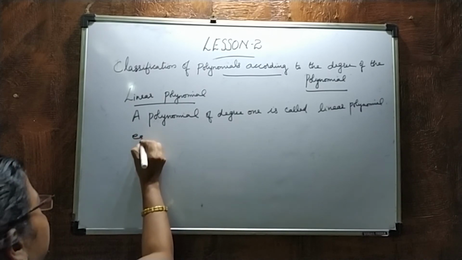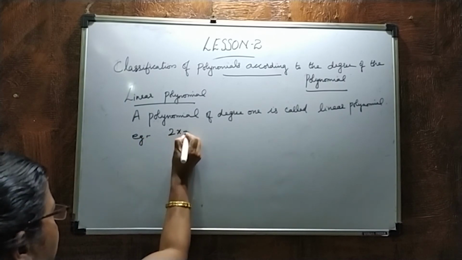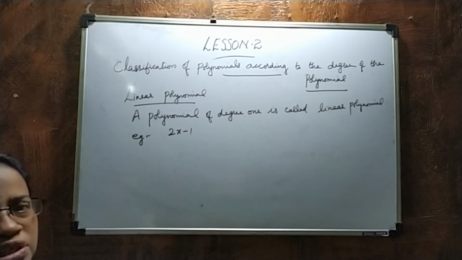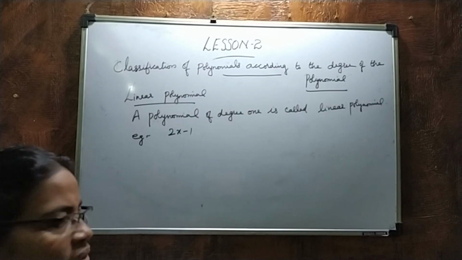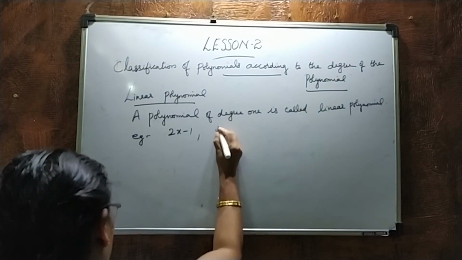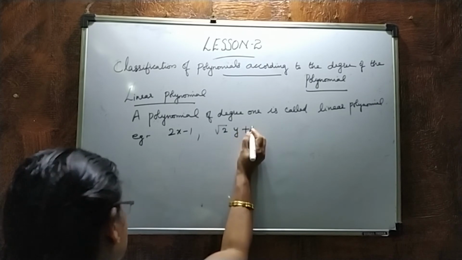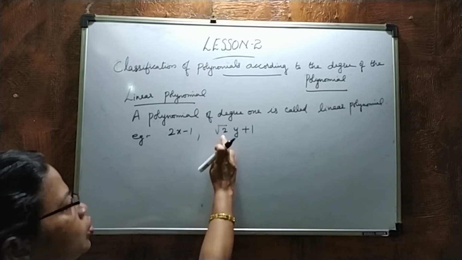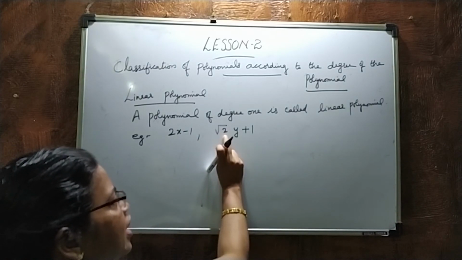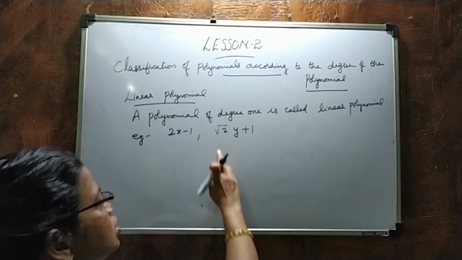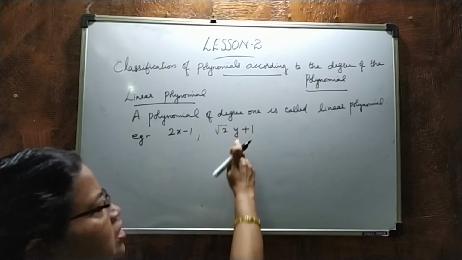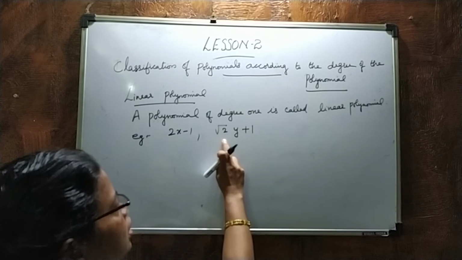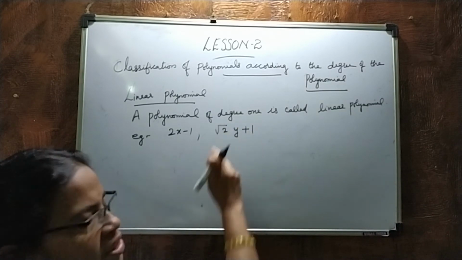Example: 2x minus 1. Just look. Here degree is 1. Here x raised to 0 is there. So highest degree is 1. Then next, root 2 y plus 1. Is it a polynomial? Yes, because this root contains only 2. If a variable comes under the root it won't be a polynomial. This root has only 2, the y is alone. There is no root for this y. Therefore, this is a polynomial and the degree is 1.